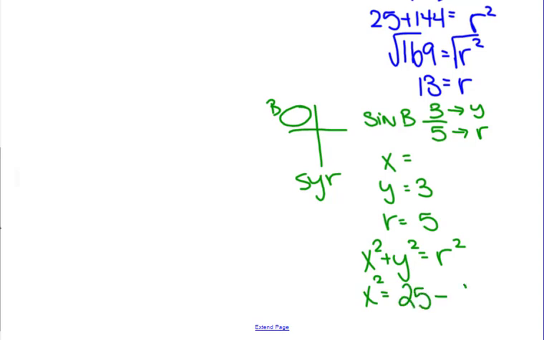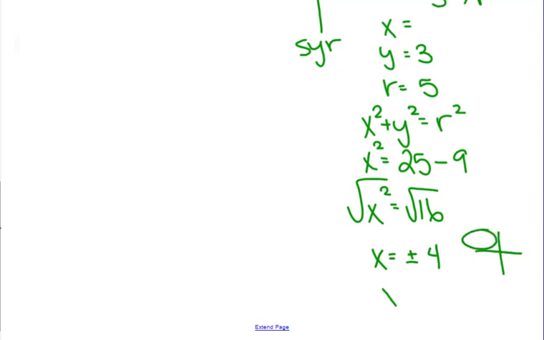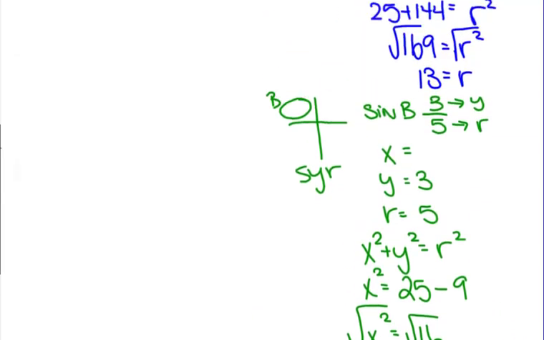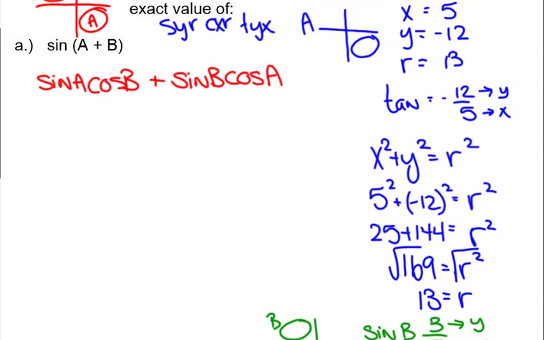Our x, we don't know, is equal to our r squared, subtract 9. In this case, our x squared is equal to 16. When we take the square root, remember we get plus or minus 4, but we know that because we are in quadrant 2, we need the negative version. So our x is negative 4. Well, using those values, we can figure out what we need.